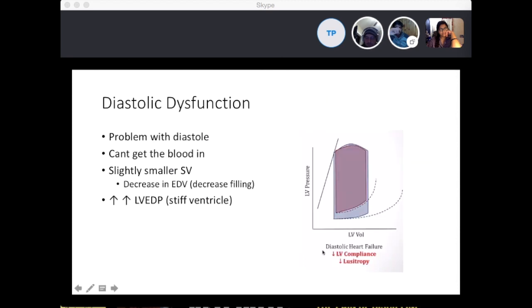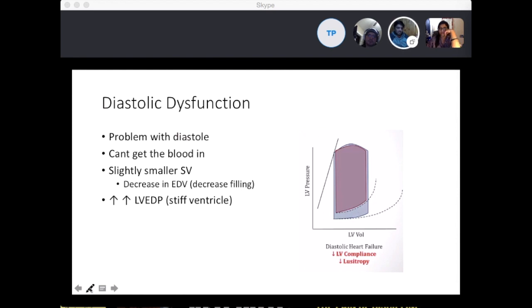Yes. All right. So in diastolic dysfunction, your problem is with your diastole. You still have a low cardiac output as in any heart failure, but you can't get blood in. So you have a slightly smaller stroke volume. Now, from what I've learned, they can also see a slightly smaller end diastolic volume, but First Aid says that you could also see a normal end diastolic volume. So in diastolic dysfunction, take it as you're going to see a slight decrease of end diastolic volume or normal end diastolic volume, but it's going to remain about the same.